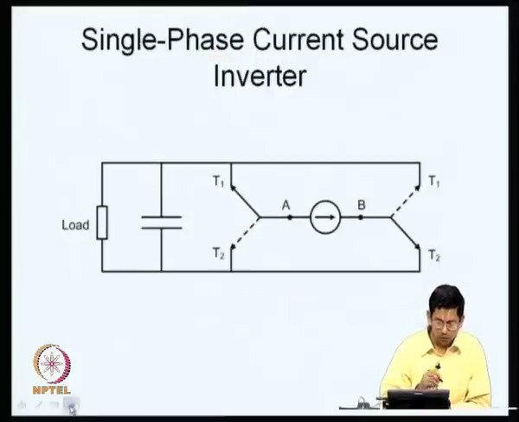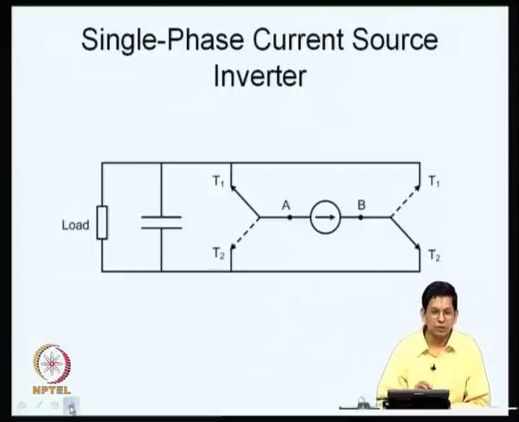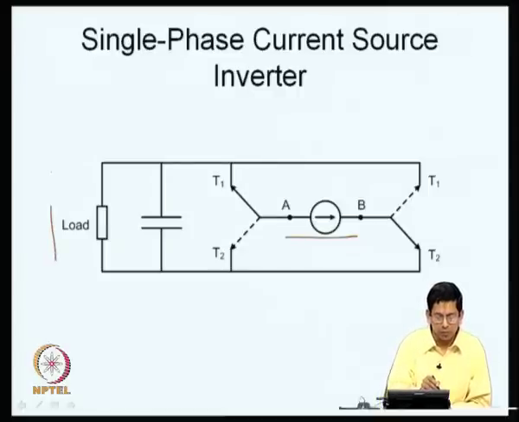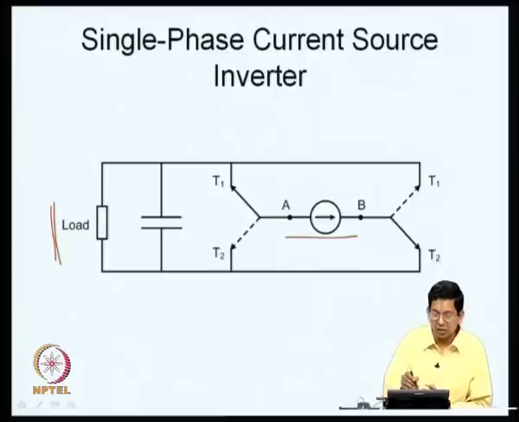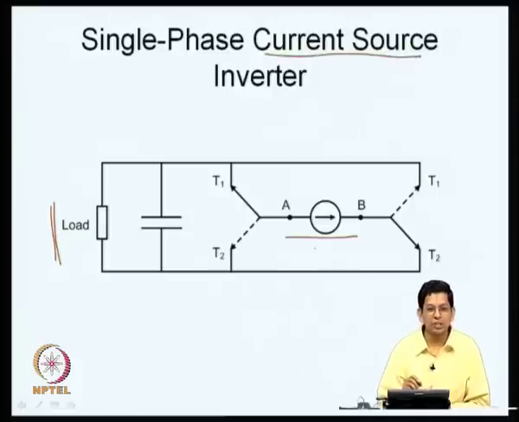Now, let us say this is a single phase current source inverter. You can see that structurally it is quite similar to a single phase voltage source inverter. There is only one difference. In a single phase voltage source inverter, you had a load connected between these terminals A and B and you had a supply connected between these two terminals. Now, what we have done is the load which was inductive there has been replaced by a current source here, and the load is now capacitive and the capacitive load is connected across the throws.